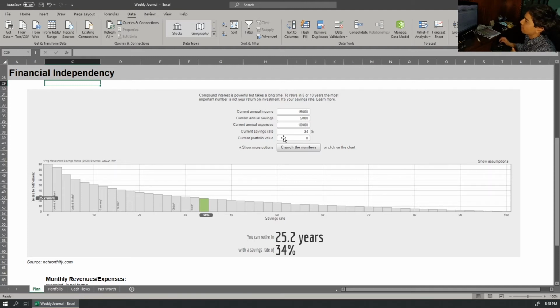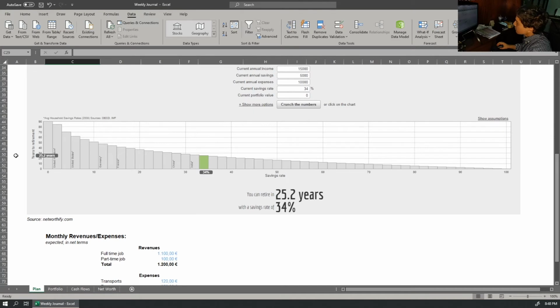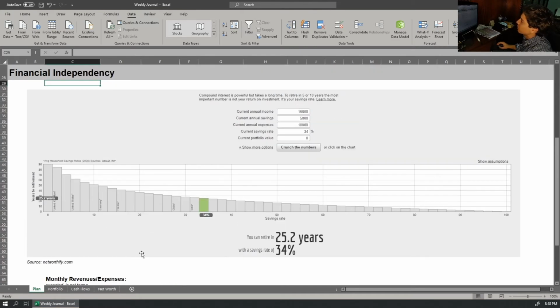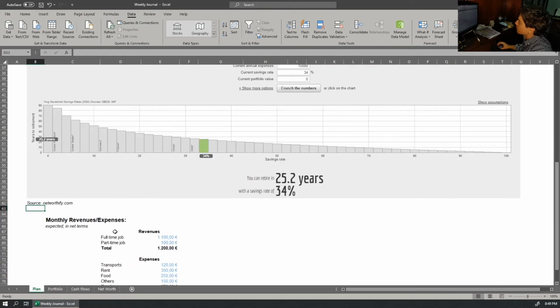For example, if you have low annual expenses, you might not even need $1 million in your bank account in order to retire earlier. But this is also interesting if you want to search it on Google. Simply search for calculator for financial independence. This is the site, networthify.com, and you will get it easily.